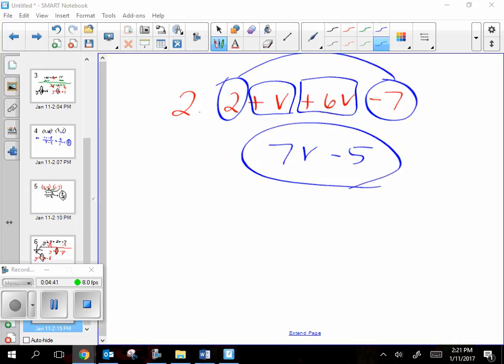Now, you might be thinking, well, why aren't we adding 5 and then dividing by 7? That'd be if it was an equation. There's no equal sign here. If it said equals 12 or something, then we would be adding 5 and dividing by 7. But it's not an equation.